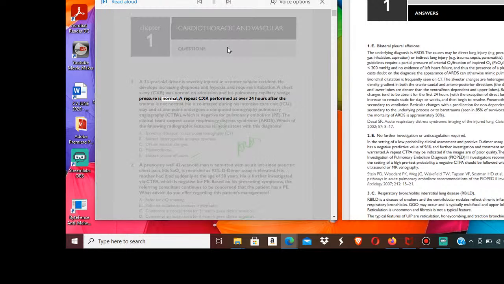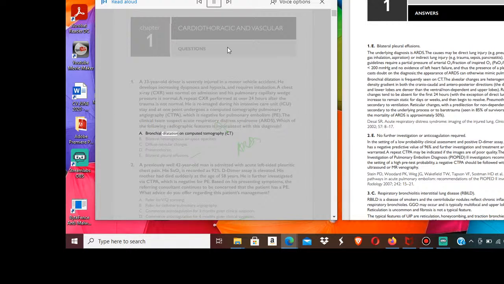Pressure is normal. A repeat CXR performed at over 24 hours after the trauma is not normal. He is re-imaged during his intensive care unit, ICU, stay and at one point undergoes a computed tomography pulmonary angiography, CTPA, which is negative for pulmonary embolism, PE. The clinical team suspect acute respiratory distress syndrome, ARDS. Which of the following radiographic features is inconsistent with this diagnosis?